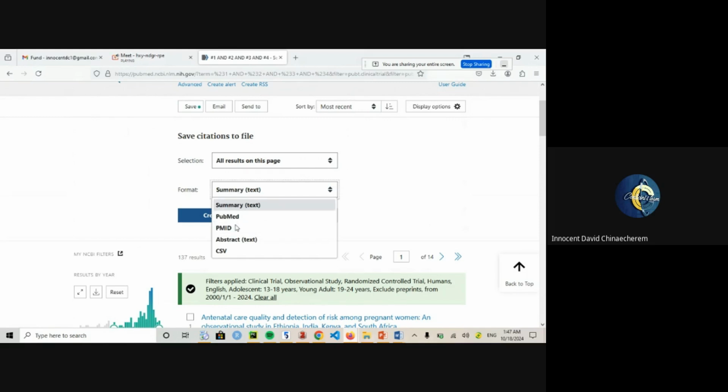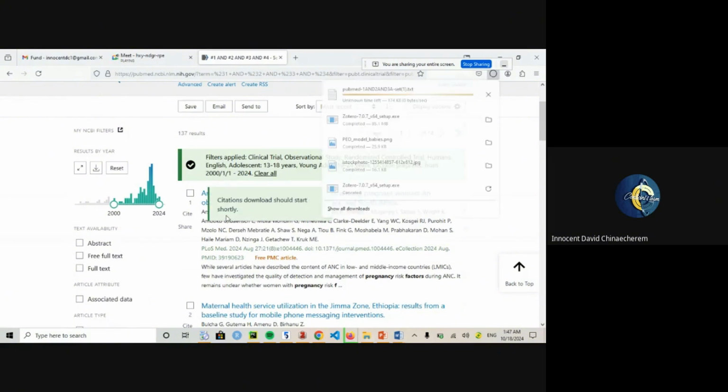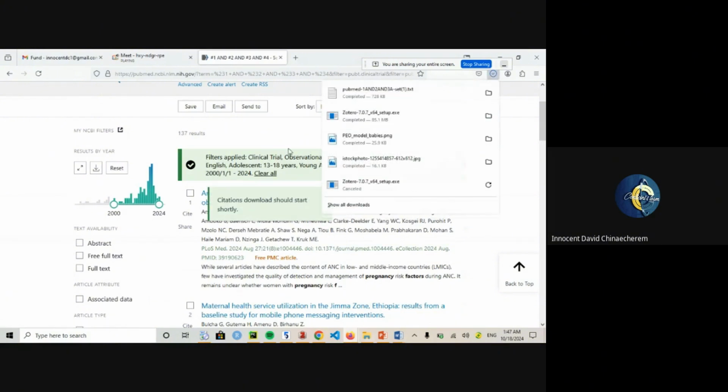Now, for the sake of this video, we're going to save it as a what? PubMed file, right? So we click all the results. We're interested in all the results. So we click on what? Create file. Now, we have that sorted out.